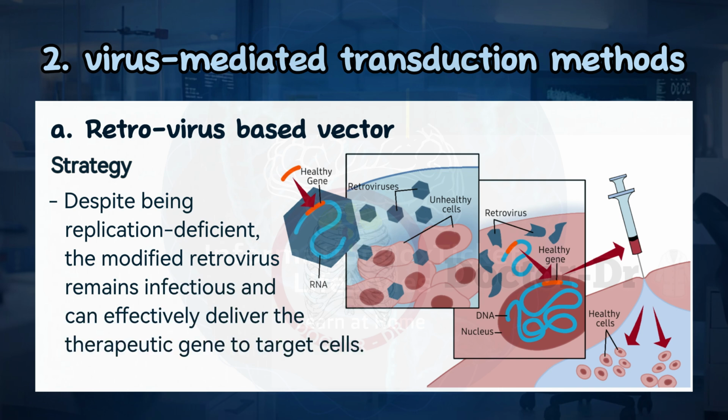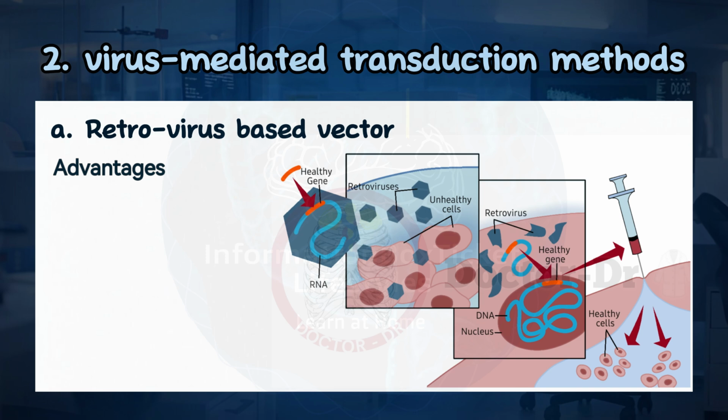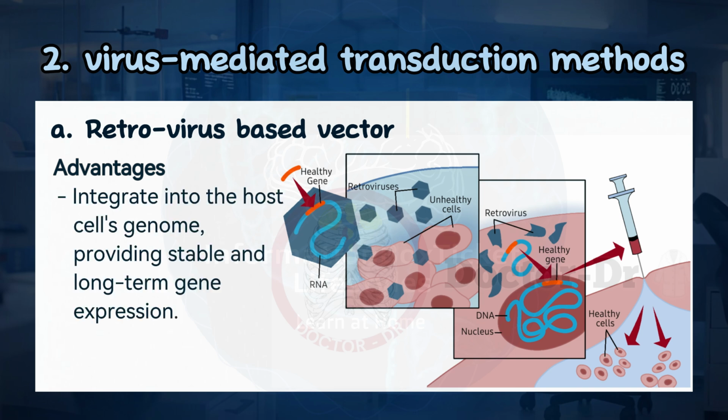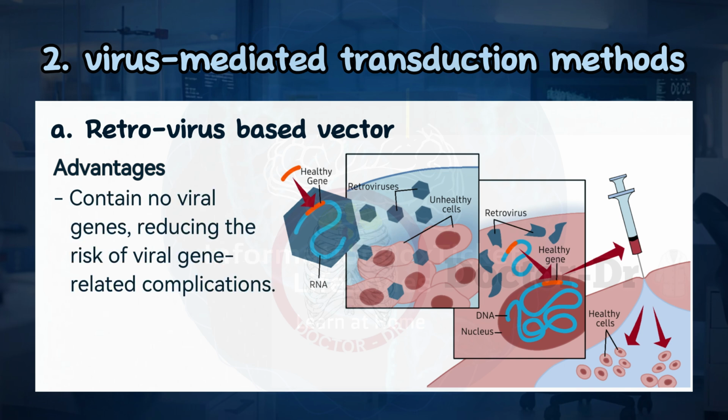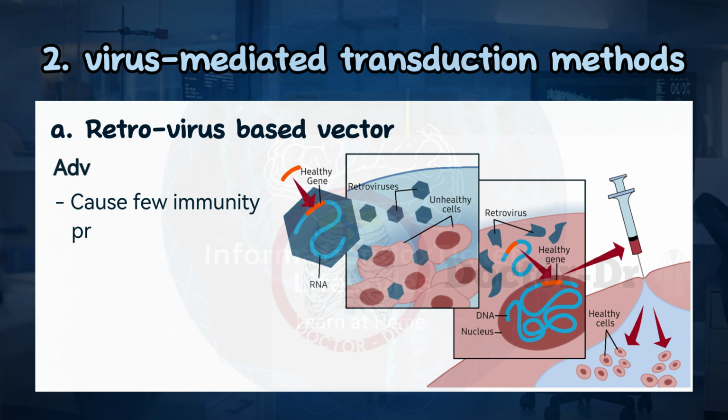Despite being replication deficient, the modified retrovirus remains infectious and can effectively deliver the therapeutic gene to target cells. Advantages of retrovirus-based vector: they integrate into the host cell's genome, providing stable and long-term gene expression. They contain no viral genes, reducing the risk of viral gene-related complications. They cause few immunity problems, minimizing immune responses against the vector.